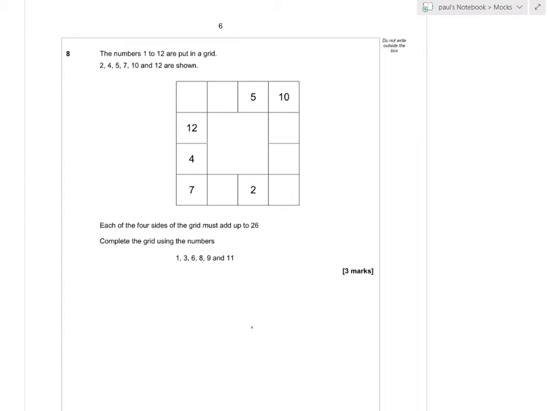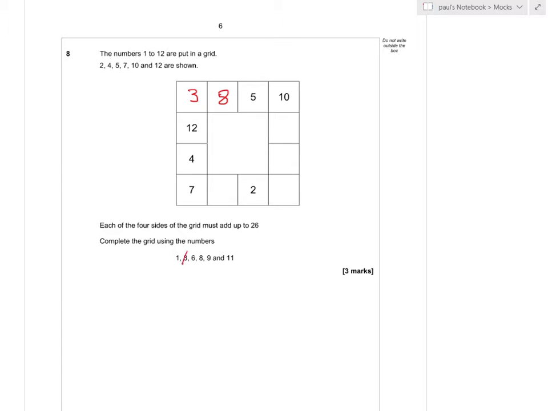Right, here we go. We've got numbers 1 to 12 put in a grid. 2, 4, 5, 7, 10 and 12 are shown. Each of the 4 sides must add up to 26. Complete the grid. So this is the first one to find. 12, 16, 23, so that's 23. To add up to 26, I must add another 3 there. And what we've got, 15, you've got 18. So 18 from 26 is 8.